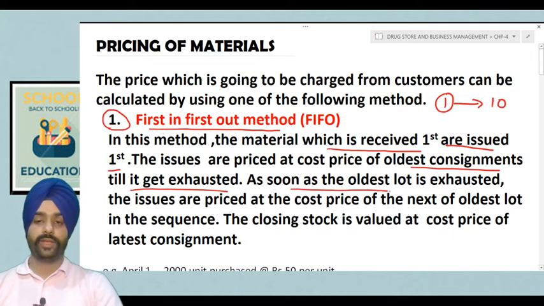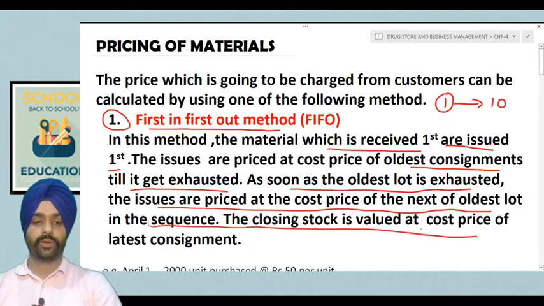As soon as the oldest lot is exhausted, the issues are priced at the cost price of the next oldest lot in the sequence. The closing stock is valued at the cost price of the latest consignment.